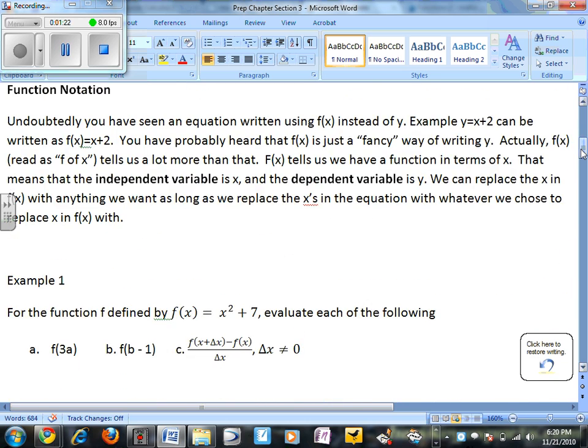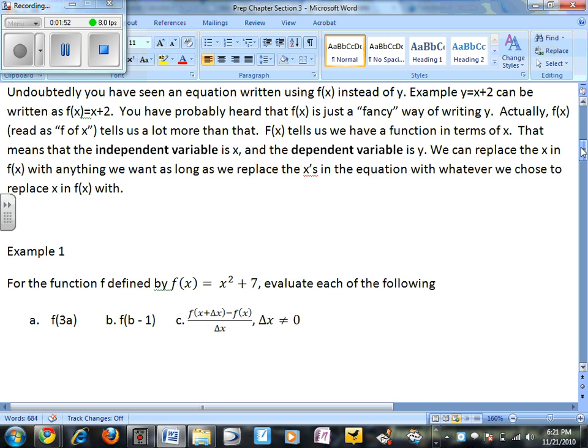Function notation. A lot of times, you guys, we've dealt with f of x, and up until probably last year when I corrected you, you probably just thought it was a fancy way of writing y equals something. But actually, it tells us that we have a function. And it tells us that we have a function in terms of x, meaning that the x is the independent variable, and the dependent variable is y. So dependent meaning the y depends on what value the x is. Okay?